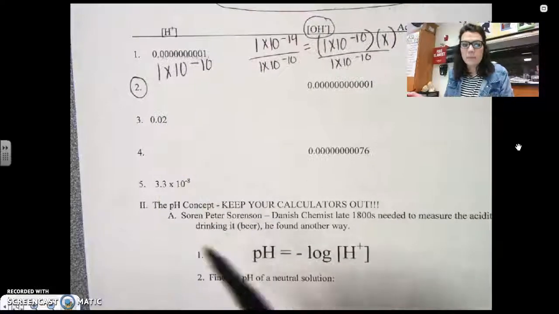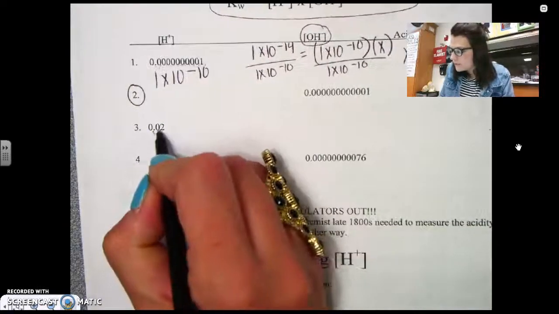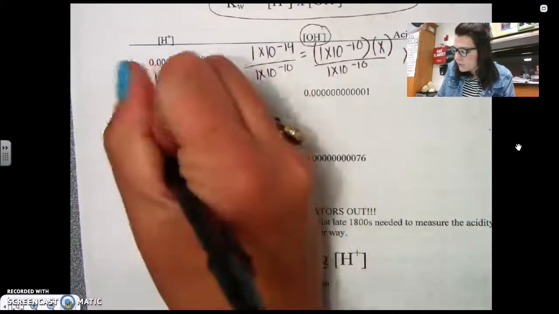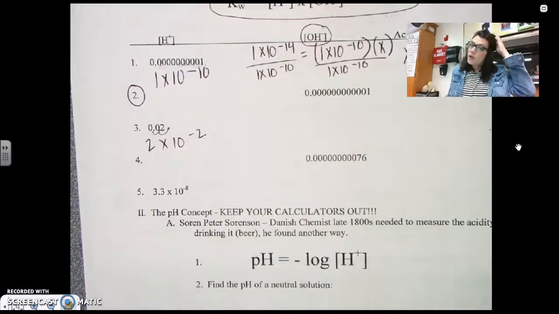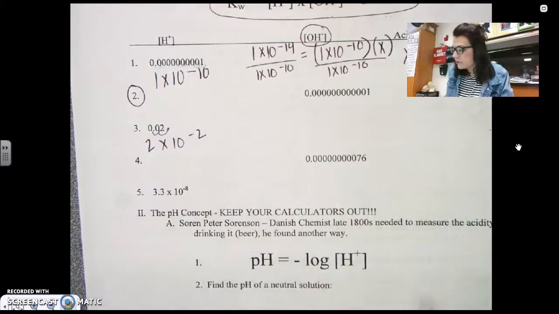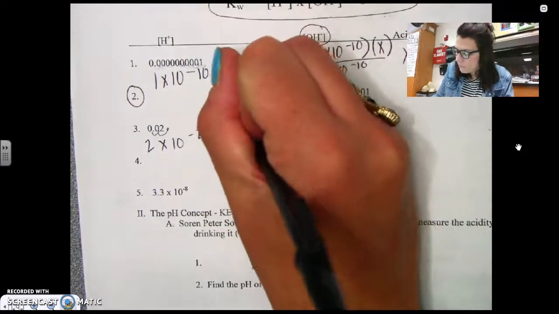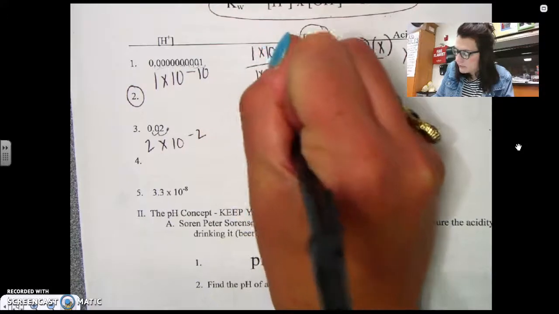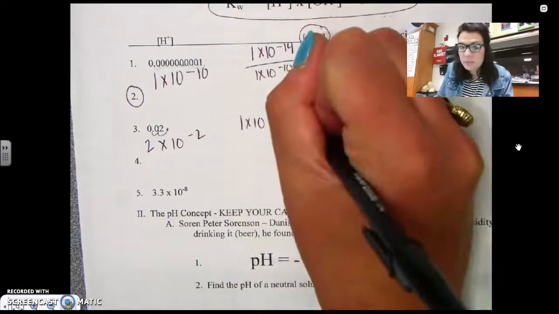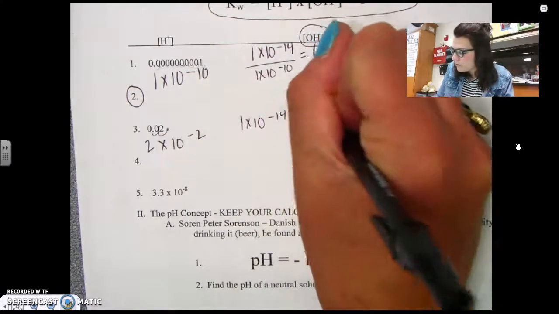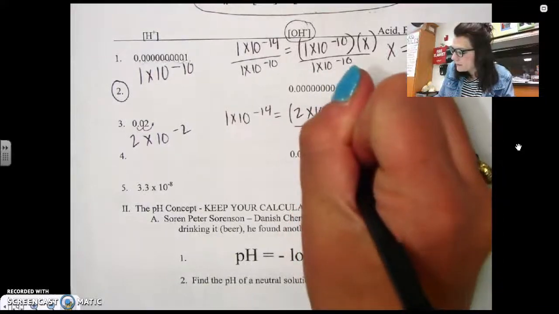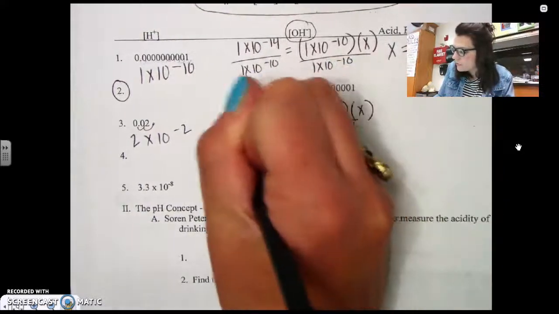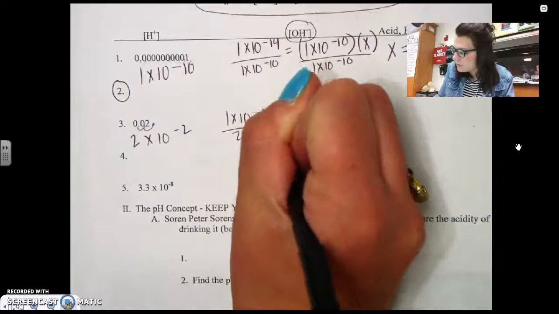Okay? Number 3, same thing. So I'm going to turn it into scientific notation. So it's 2 times 10 to the negative 2nd. Okay? So to figure out what the concentration of OH is, I say 1 times 10 to the negative 14th is equal to my H+ concentration, which is 2 times 10 to the negative 2nd times x. To get x by itself, I have to divide both sides by 2 times 10 to the negative 2.